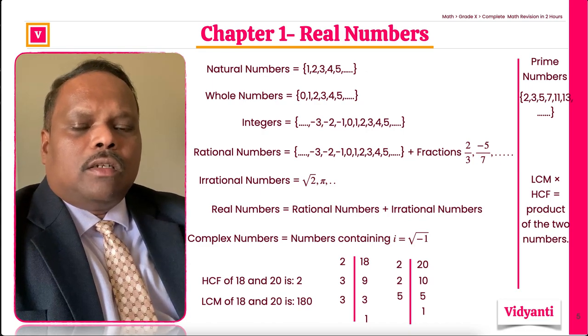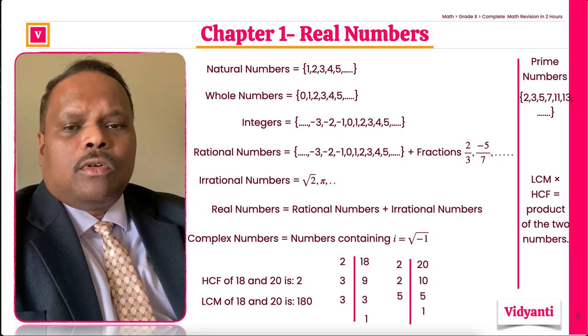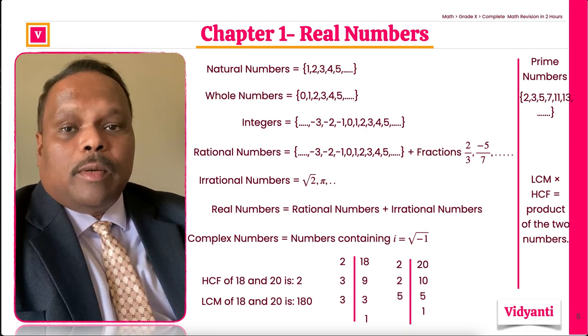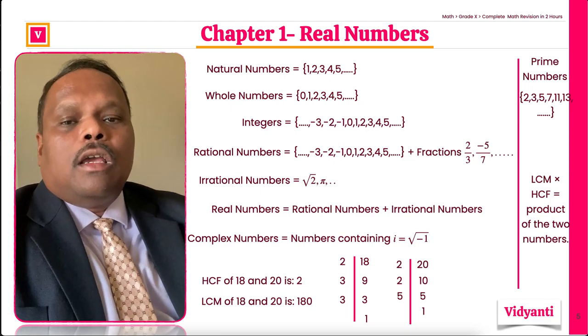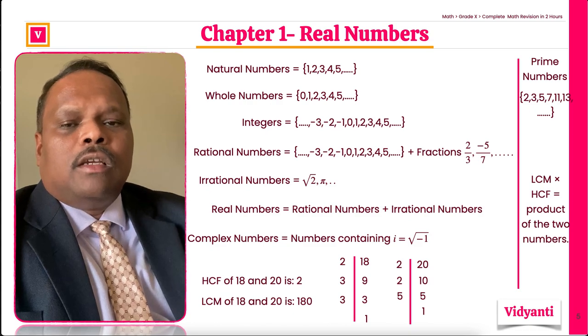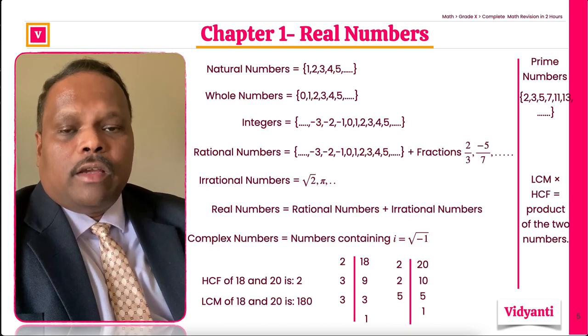So if the digit is ending with 2, 4, 6, 8, 0, the number is divisible by 2. What about divisibility by 3? If the sum of digits is divisible by 3, then that number is divisible by 3. If the number is ending with 0 or 5, the number is divisible by 5, and so on.